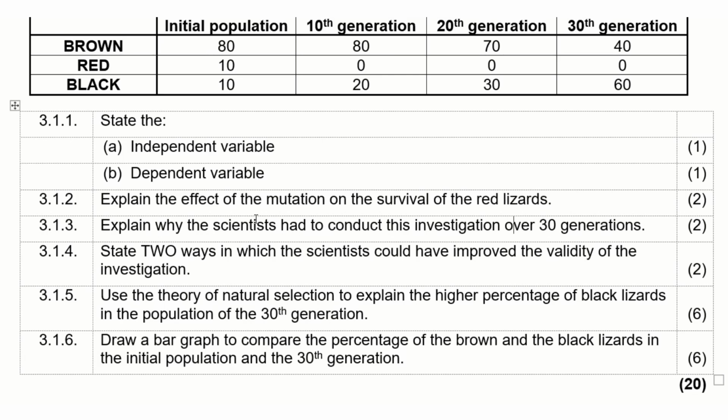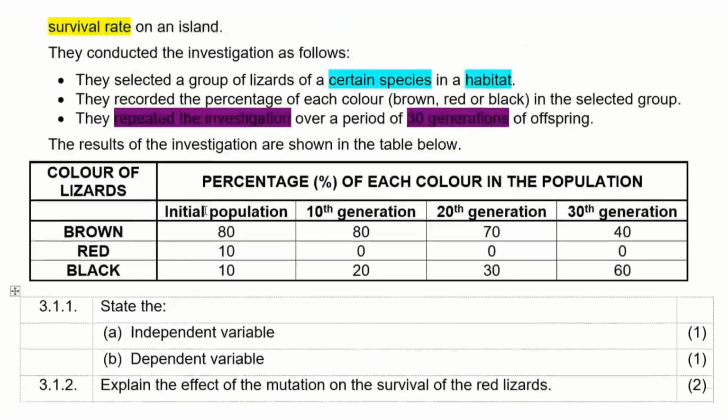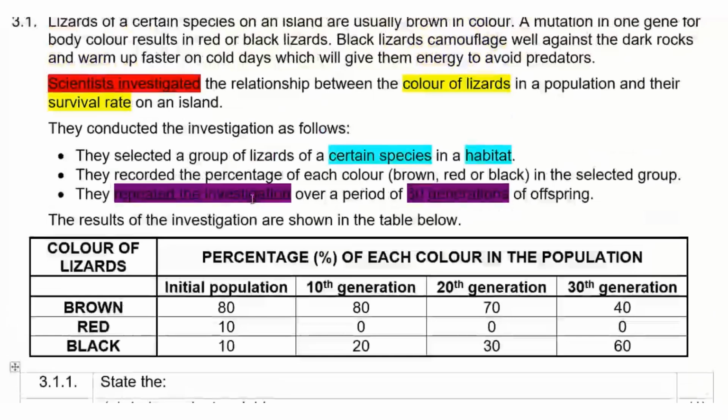So let's quickly talk about that. If they ask, how did the scientist ensure reliability? Then you go back to your investigation and look for something about the investigation being repeated over many generations in this case, or for a large sample size. So if they said they used 150 lizards, then you know that is to ensure reliability.